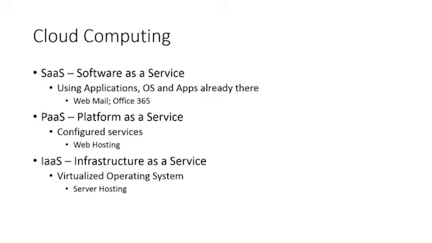Now, if you want a little more control, you could get a platform as a service. Now, these are configured services. So now the operating system may be there and you don't have to worry about that. But if you need a particular platform, you may have to worry about that. Like, could be web hosting. Software developers use platforms as a service sometimes because they'll get the server, the cloud-based services, and they'll put whatever development they need up there and use the power of the cloud to make it happen.